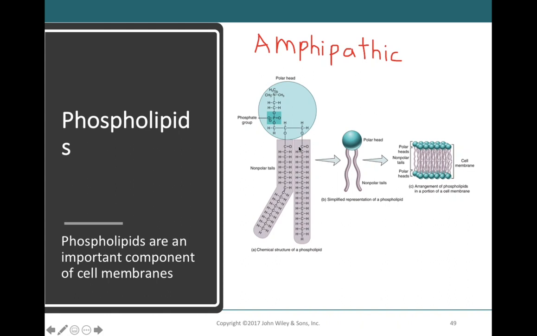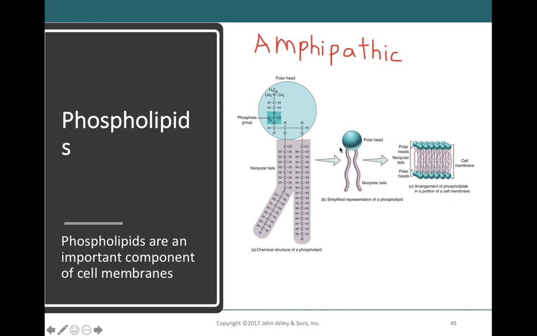Now, on top of this being a little confusing, why on earth does this matter? Why does it matter that we have an amphipathic structure with our phospholipids? Well, it all comes down to the interactions that are able to take place through our phospholipids that give us the cell membrane. So polar molecules are going to be attracted to other polar molecules, and nonpolar molecules are going to be attracted to nonpolar molecules.